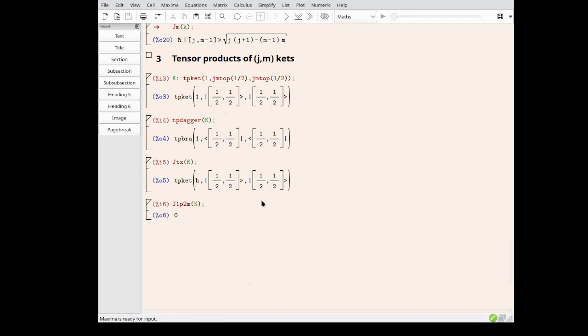So there are other tensor product operators, and I'll cover those in the part 3 video.